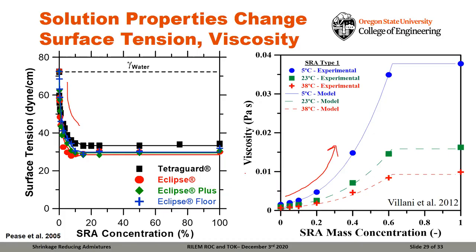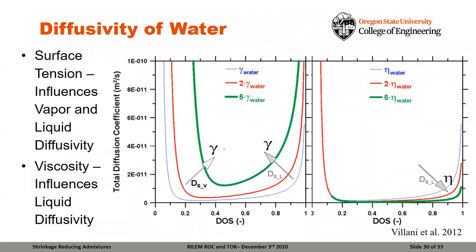Now, increasing the viscosity of the pore solution is going to impact several properties. First, it's going to impact the diffusion coefficients and the diffusivity of water. The surface tension is going to make it harder for the water to diffuse out of the system. As we start to change the surface tension, we can also start to change the viscosity. And what we'll notice is as we increase the viscosity, we really reduce the diffusion coefficient, making it harder and harder for water to leave the system. So again, surface tension will impact the diffusion coefficient, and viscosity also impacts the diffusion coefficient.